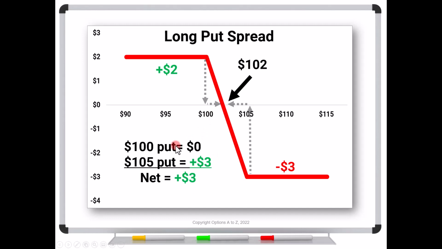Well, the $100 put is going to be worthless. It's out of the money. The 105 put is going to be worth $3, right? With the stock at 102, we have the right to sell for 105. That's a $3 benefit. So we could close this spread for a total credit of 3, which is exactly the amount that we spent for it. And that's how we know that we will break even at a price of 102.